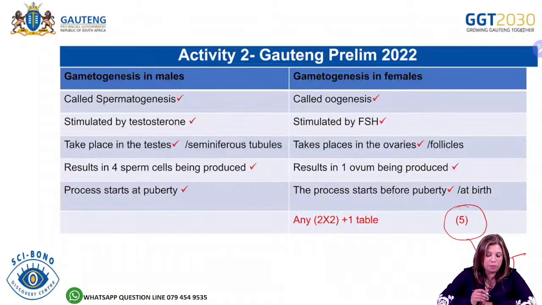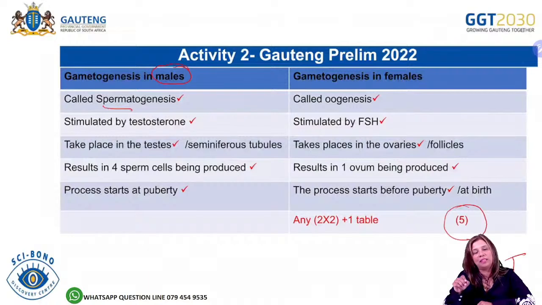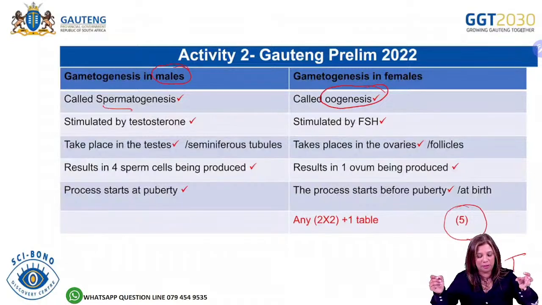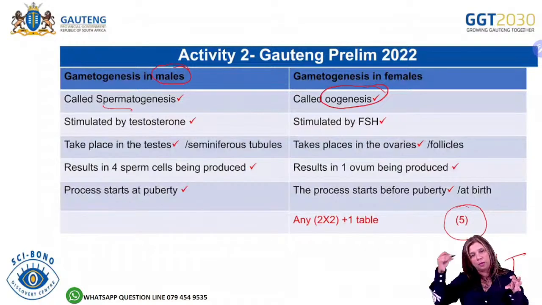Okay, so let's look at gametogenesis in males. What is it called? It's called spermatogenesis. So on the right hand side, we're going to look at gametogenesis in females, and we know that it's called oogenesis. Do you see? Spermatogenesis, oogenesis. We're not saying it's called spermatogenesis on the left hand side, and then saying produces sperms on the left and produces ova on the right hand side. We are talking about the processes on the left hand side. Therefore, we are talking about the name of the process in the female on the right hand side.